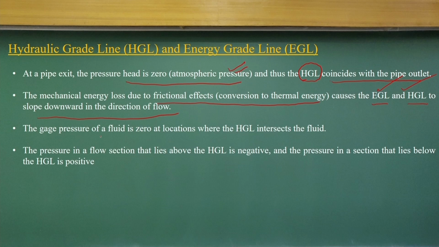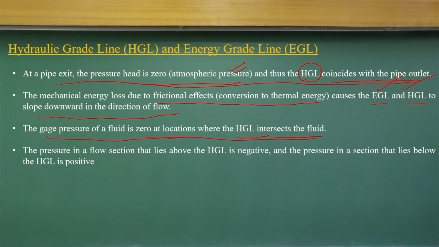The gauge pressure of the fluid is 0 at the locations where the hydraulic gradient line intersects the fluid. I think we are repeating it; whatever we said in the first point is the same point we are talking about here, that it happens if there is a gauge pressure.